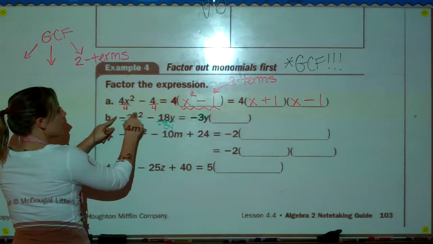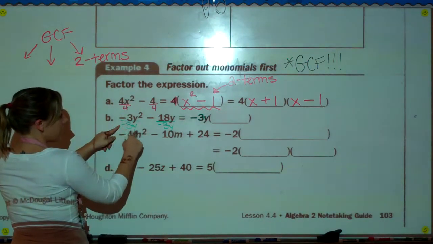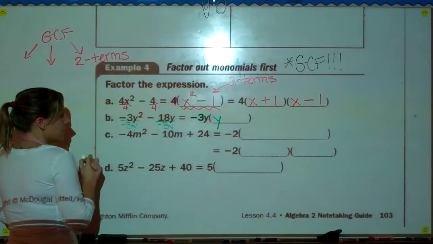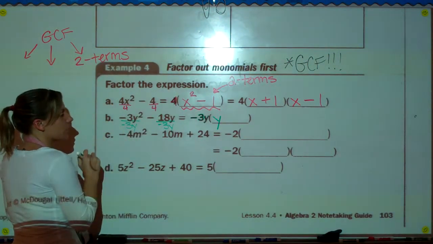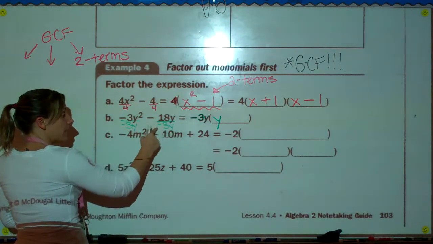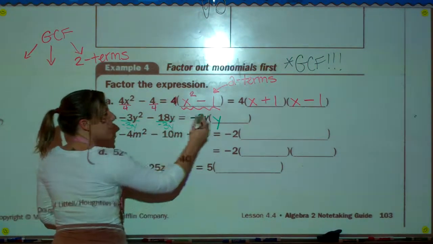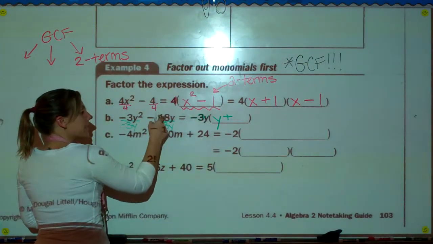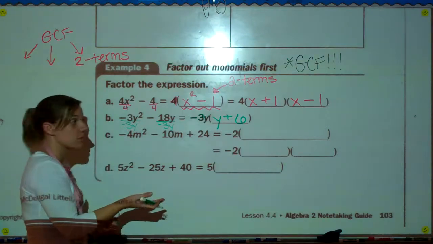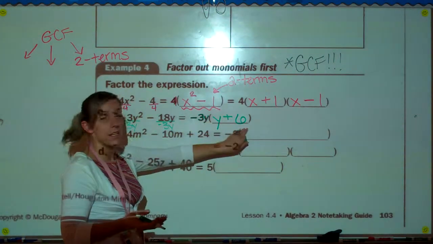All right, negative 3y squared divided by negative 3y is just a y, because those cancel out and you have one of those y's left. Negative 18y divided by negative 3y: negative divided by negative is a positive, 18 divided by 3 is 6, and the y's will cancel. So this is just y plus 6.